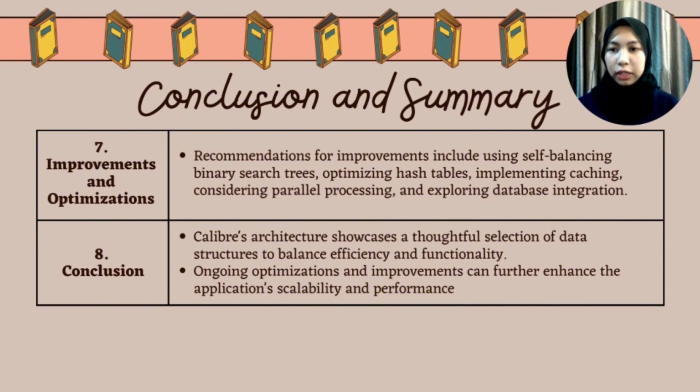Number 7, improvements and optimizations. Recommendations for improvements include using self-balancing binary search trees, optimizing hash tables, implementing caching, considering parallel processing, and exploring database integration. And the last one is the conclusion. Calibre's architecture showcases a thoughtful selection of data structures to balance efficiency and functionality. Ongoing optimizations and improvements can further enhance the application's scalability and performance.